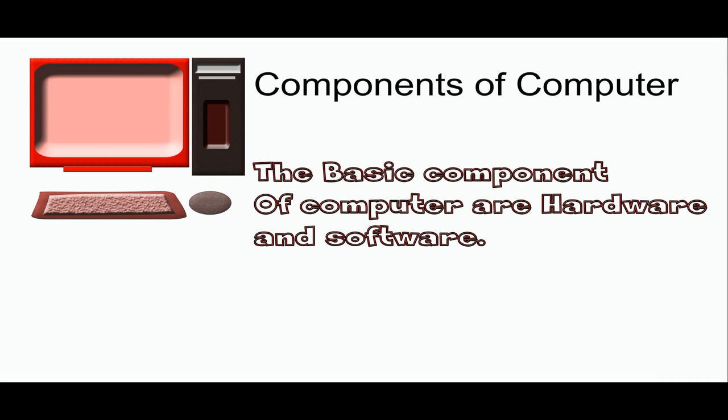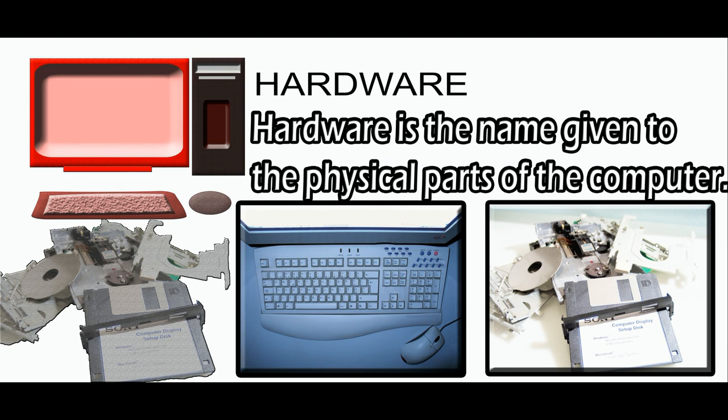Components of a computer. The basic components of a computer are hardware and software. Hardware is the name given to the physical part of a computer, which means that everything that you can see and touch physically as a part of the computer is hardware. In a computer, there are about 5 general categories.